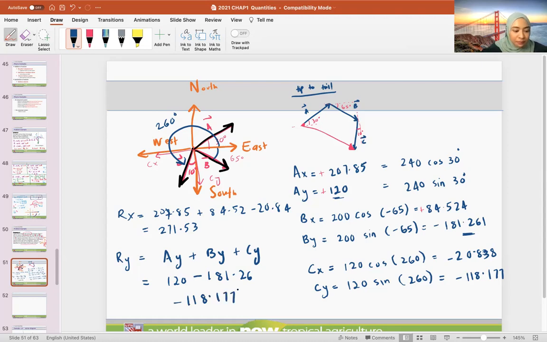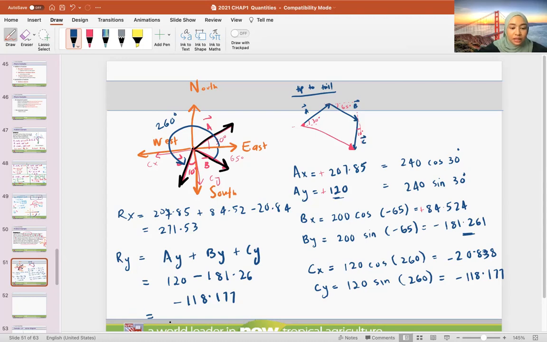Sekarang saya tanya Balkis balik. Apa yang Balkis faham tentang RY? Pertambahan semua CY kot. Ya, betul. Thank you. Pertambahan semua CY. Komponen Y. Okay, thank you. So, semua pertambahan komponen Y akan beri kita RY. Okay, thank you so much Balkis.